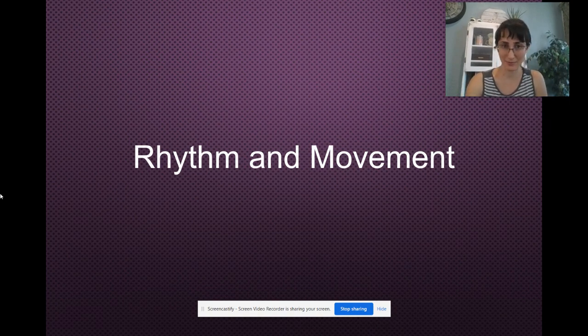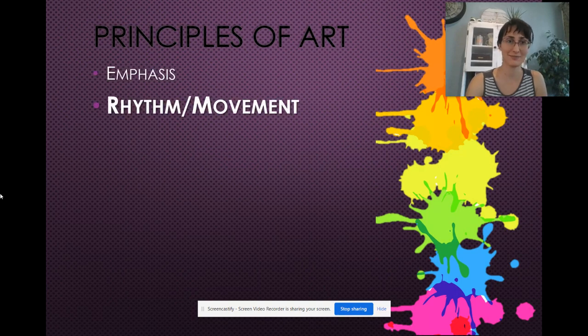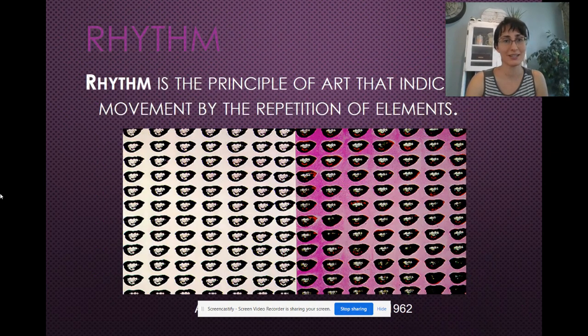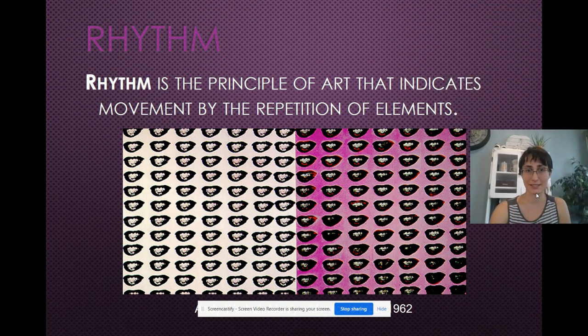Okay. So rhythm and movement. Once again, on our principles. Rhythm is the principle of art that indicates movement. And usually, how you do this is by repeating elements. Think about the exquisite corpse you just did. You guys created a sense of rhythm and movement by creating textures, right? How do you create textures? You're repeating dots, you're repeating lines, you're repeating some sort of pattern. And that's supposed to move the viewer's eye throughout your work, keep it interesting.